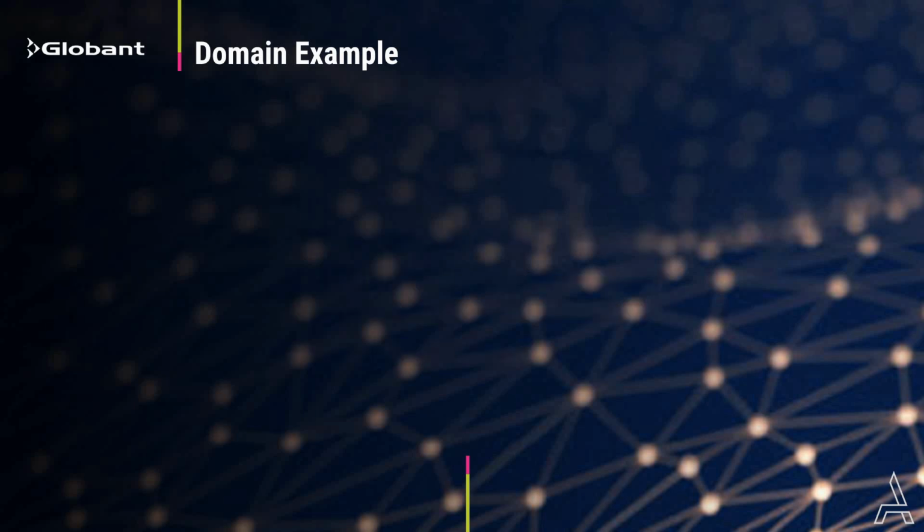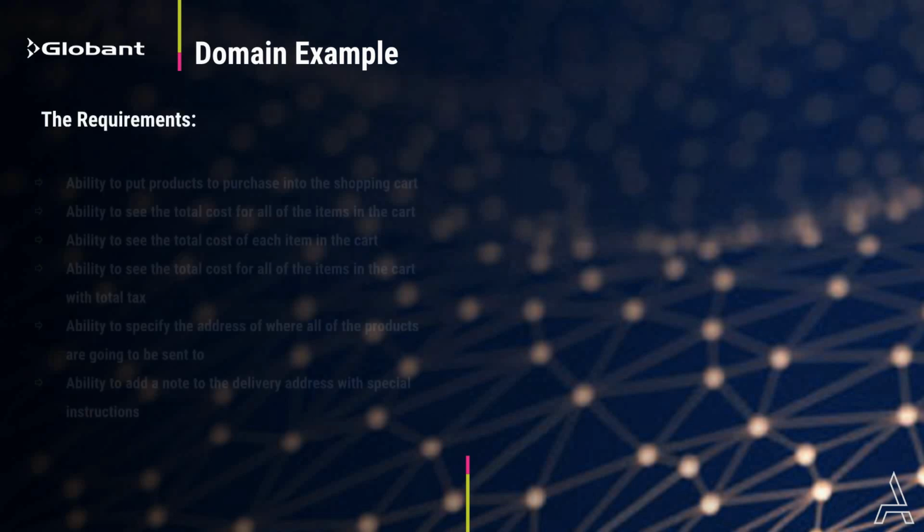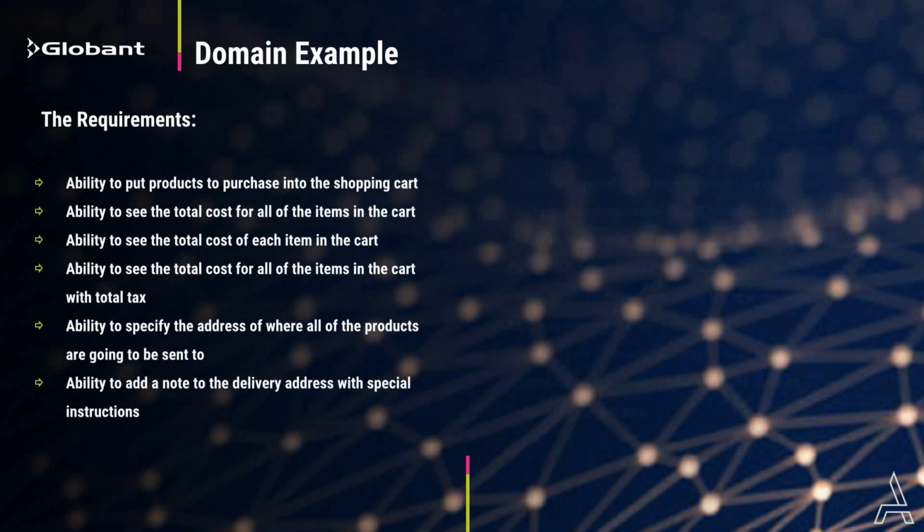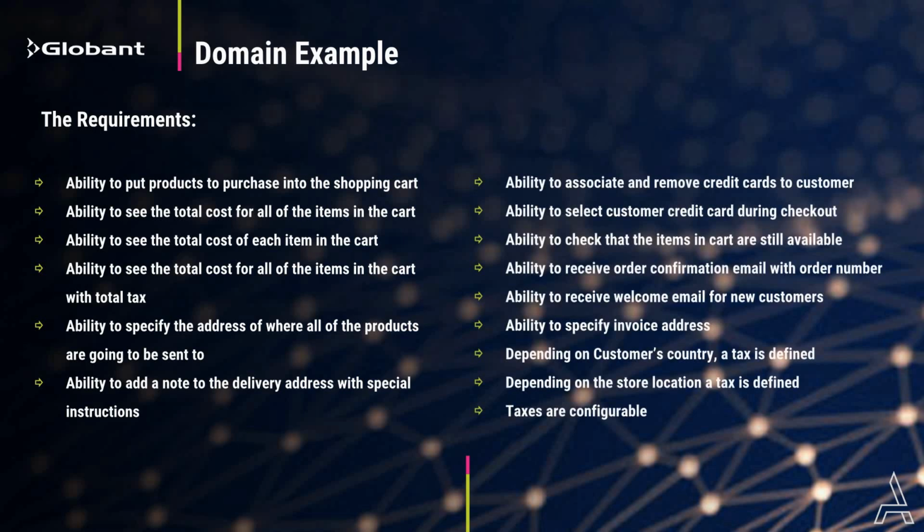So let's start. First, I'm going to show you the list of requirements that we are going to use as a base to define our initial domain model and ubiquitous language. Here is the list. Pause the video and take a look at all of them. As you can see, we have a short set of requirements. We have some specific needs, but in general, we need to put products in a cart, see total costs with taxes, and finally check out those products to send them to the customer.